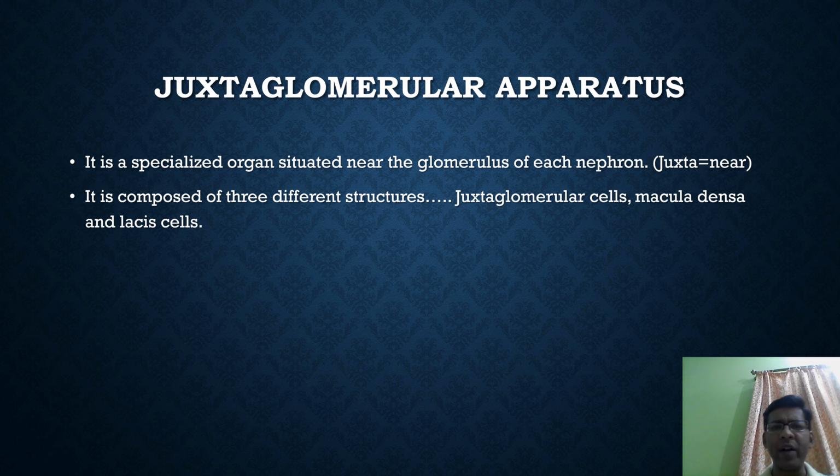Coming to a very important organ which is not exactly part of the nephron but remains just beside the nephron. It is called the juxtaglomerular apparatus. It is a specialized organ situated near the glomerulus of each nephron. As the term juxta means near, it is near the glomerulus of each nephron, a separate organ. It is composed of actually three structures: juxtaglomerular cells, macula densa and lacis cells. We will study in detail.